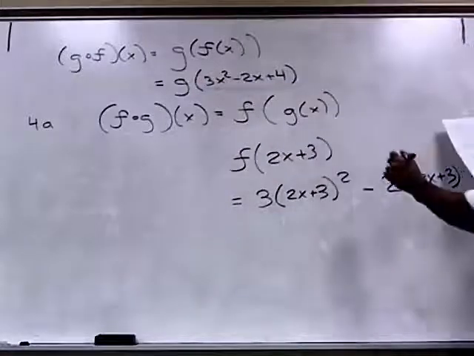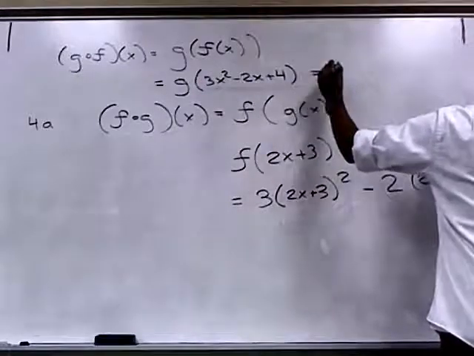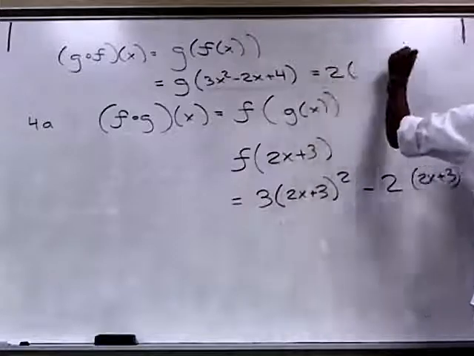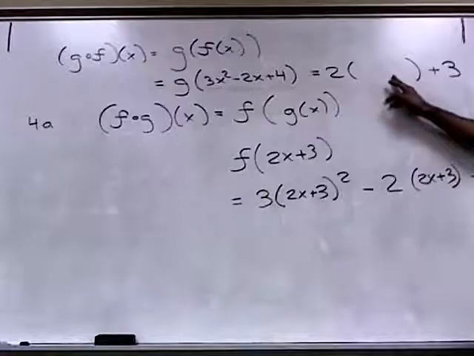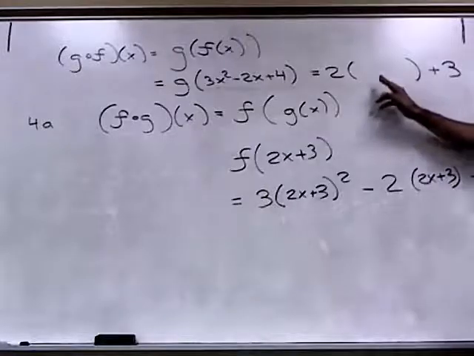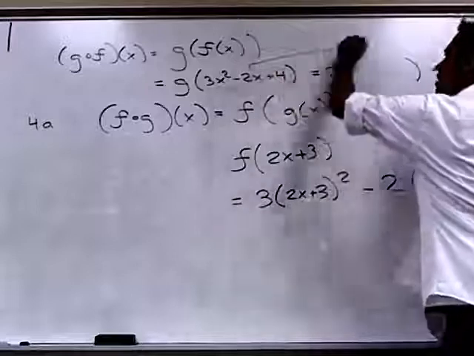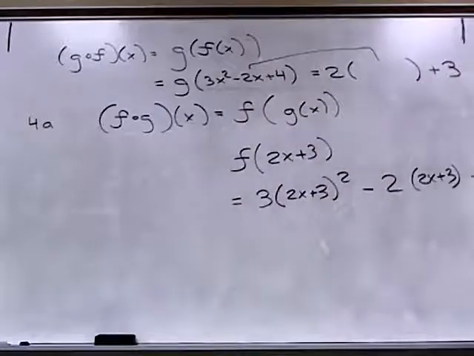So into g, this one's easier. g is just 2x plus 3. So this is 2 times x plus 3. What goes in here for x? That whole thing, right? So this whole thing goes in here. And then you distribute your 2 through.